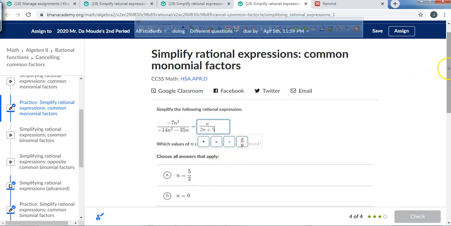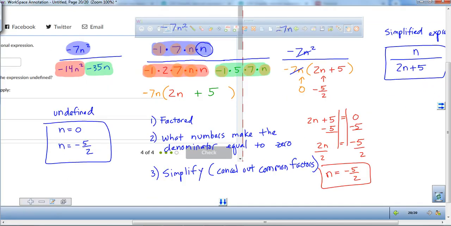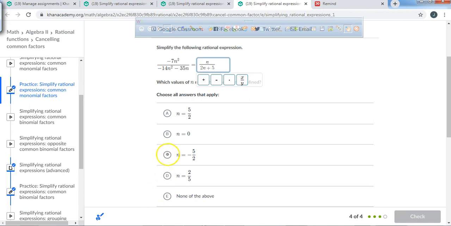And then I'm going to choose all the answers that make it equal to 0. So we found one of the answers that makes it equal to 0 is 0 itself, and also negative 5 over 2. Negative 5 over 2, and n equals 0.